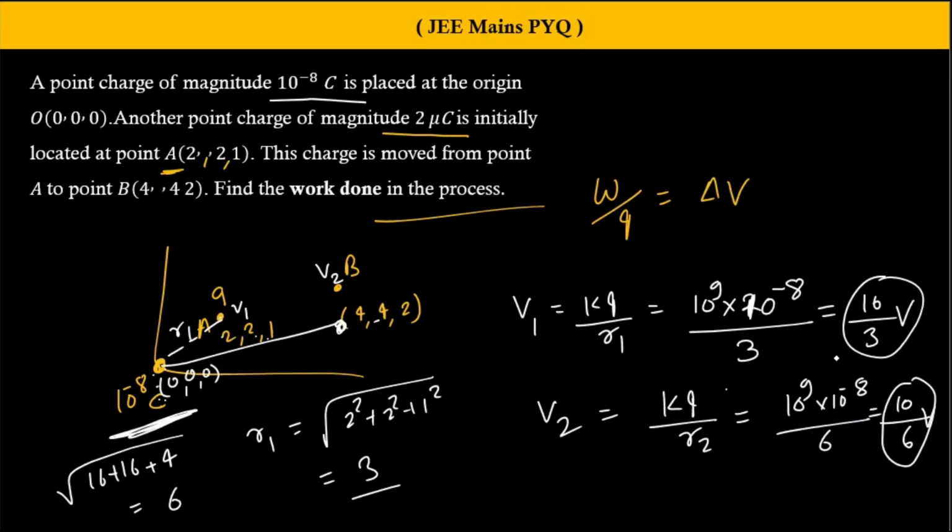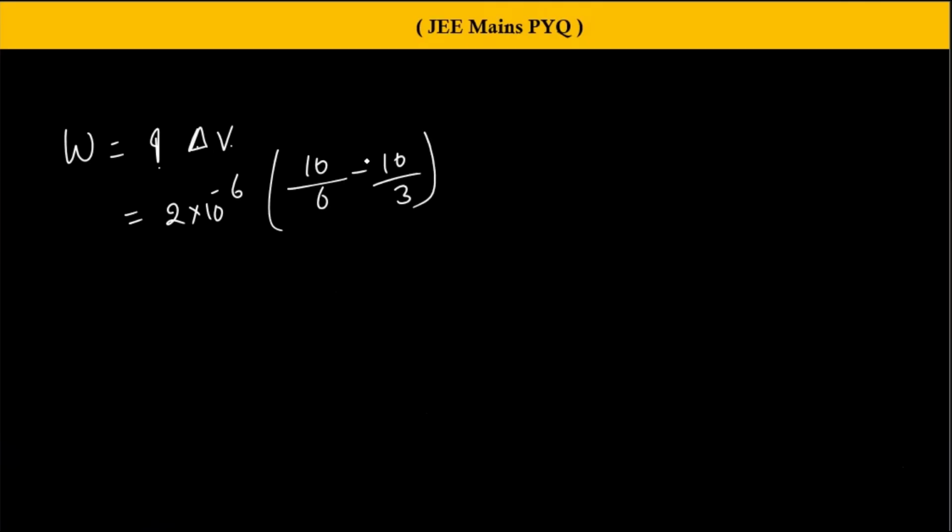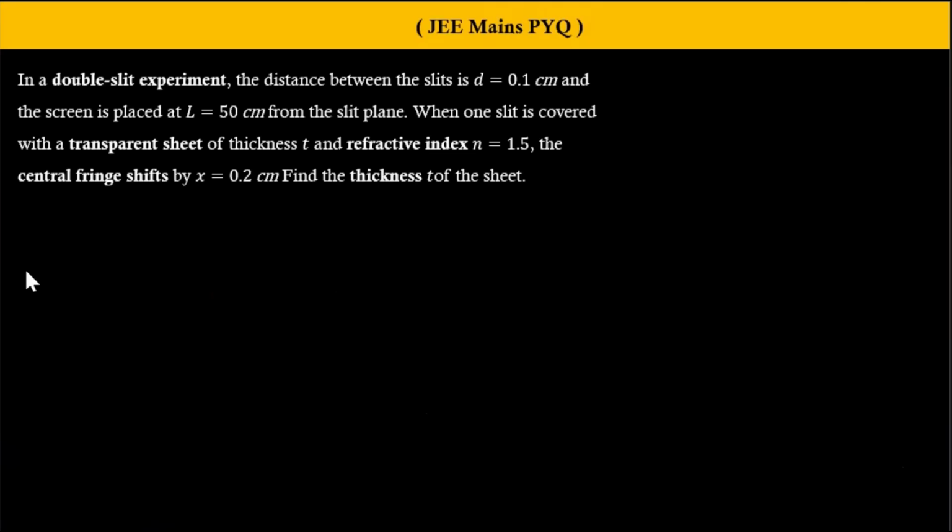सो हियर ऑल्सो इफ यू विल सी हियर, वर्क डन को आप क्या लिखोगे? q delta V. ओके, q इज हाउ मच चार्ज यू आर मूविंग. 2 into 10 to the power -6. Delta V is what? V2 minus V1. That is 10 by 6 minus 10 by 3. So that has to be negative because you're moving from higher potential to lower potential. Okay, so you can calculate, you can get the answer.